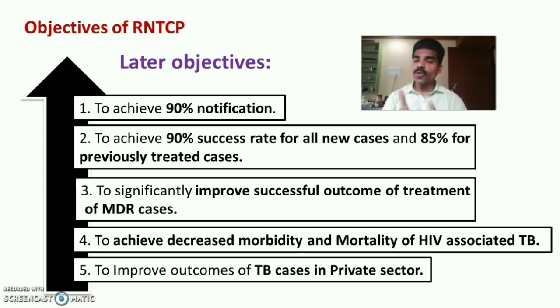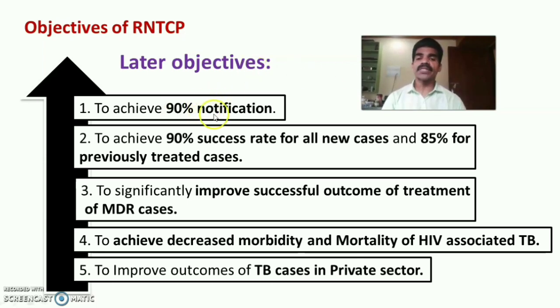The fourth objective is to achieve a reduced rate of both morbidity and mortality of HIV associated TB cases. So to achieve a decreased morbidity and mortality rate of HIV patients or AIDS patients co-associated with TB problems. The last objective was to improve the outcome of TB cases in the private sector. So maximum treatment to the patients who are admitted in the private institutions, that is the private sector. So to improve the treatment outcome of all the TB cases, even in the private sector.